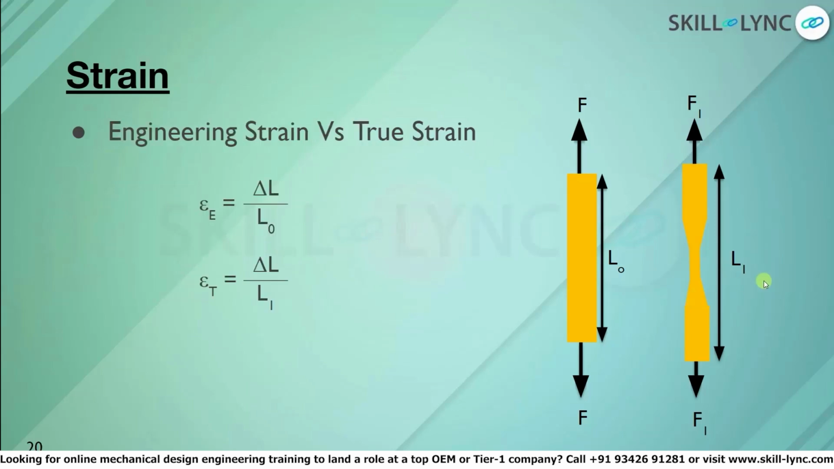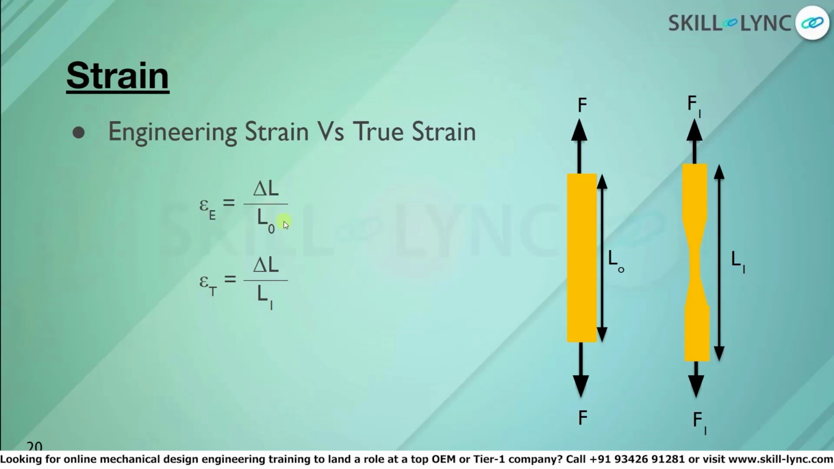Now let us see the difference between engineering strain and true strain. Similar to engineering stress, we also have engineering strain, which is epsilon E. It is the elongation delta L divided by the original length, or L0, of the material.